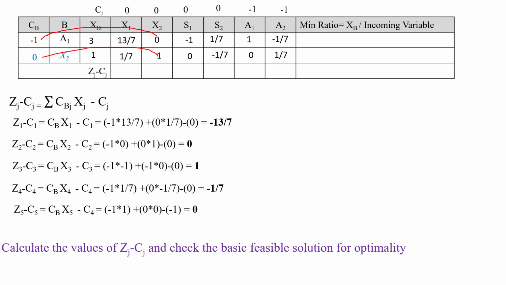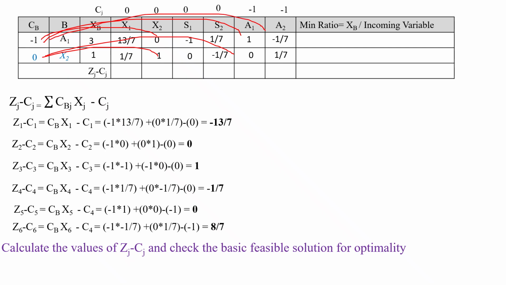And next one is minus 1 into 1 plus 0 into 0 minus of minus 1. It is 0. And next one is minus 1 into minus 1 by 7 plus 0 into 1 by 7 minus of minus 1. It is 8 by 7. So here Zj minus Cj values are minus 13 by 7, 0, 1, minus 1 by 7, 0, 8 by 7. If all the Zj minus Cj values are positive, we get the optimal solution.